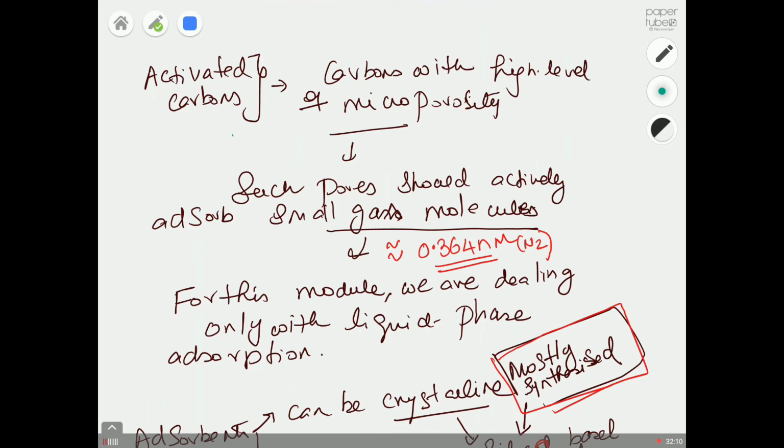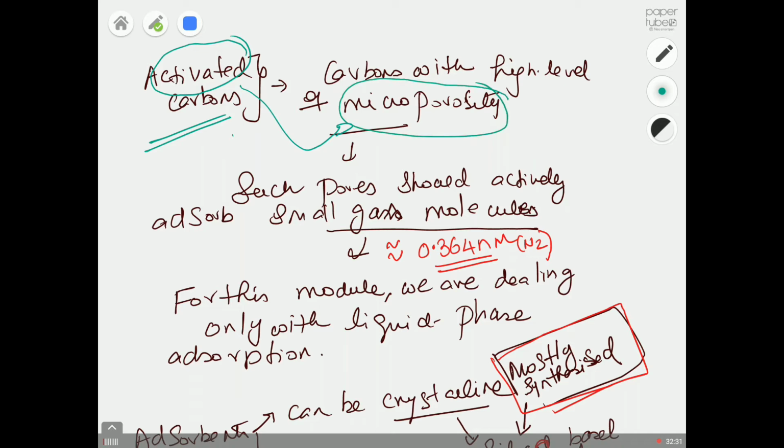I'm sure you all learned what an activated carbon is. This is one of the most widely used adsorbents in industry. And what is meant by activated carbon? Why don't we just call it carbon? Whenever we call it activated carbon, the word activated corresponds to microporosity.